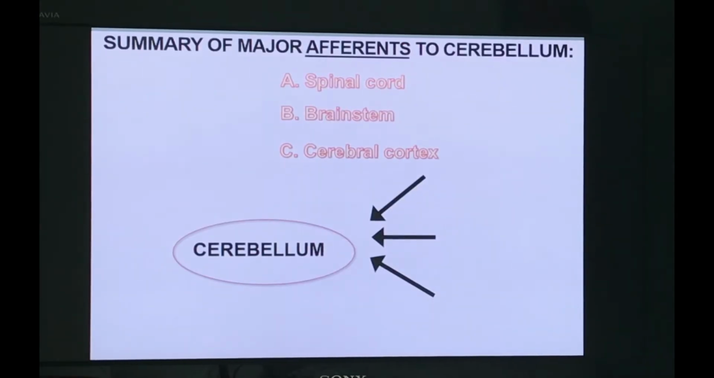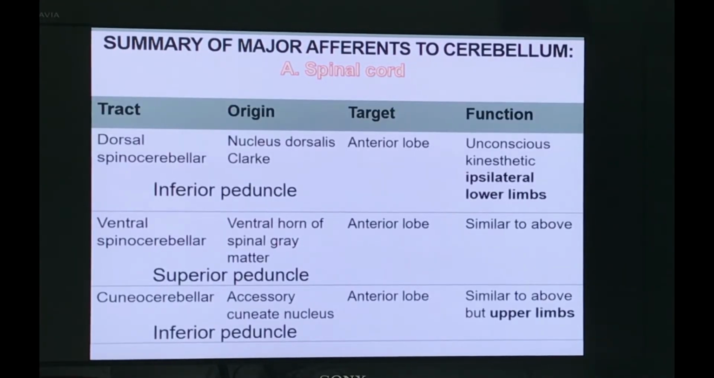To summarize, the major afferents to the cerebellum, the major fibers which are entering the cerebellum, come one from the spinal cord, that is the three spinocerebellar tracts. Then they get input from the brainstem. They also get input from the cerebral cortex. What are those fibers? Dorsal spinocerebellar, also called posterior spinocerebellar, ventral spinocerebellar, and cuneocerebellar. These are the tracts, and this table summarizes the origin, the target, and the function.